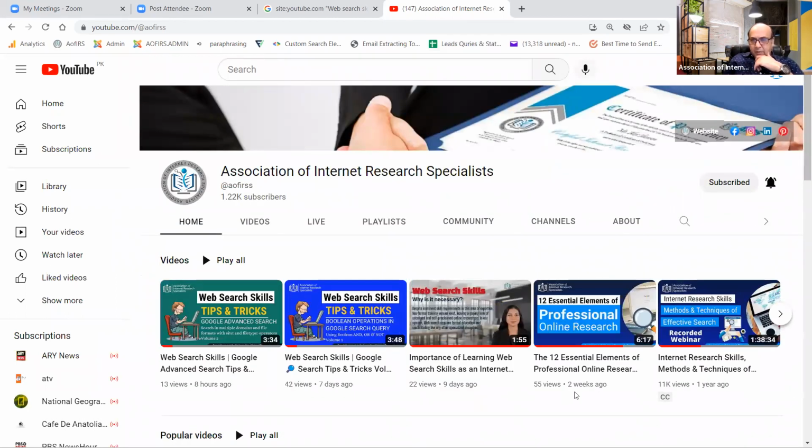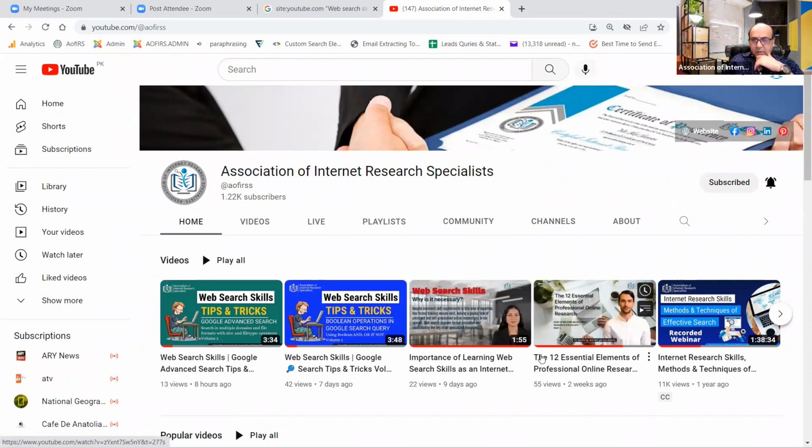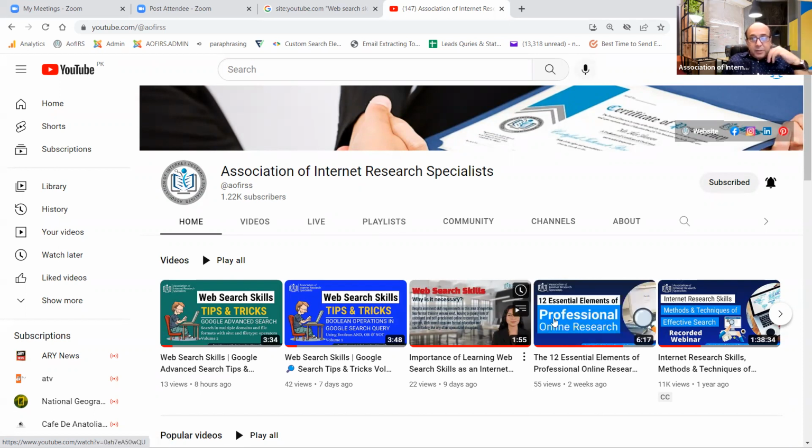However, I will point to the one I'm looking at right now. I don't want to write them, but you can see where I'm pointing: The 12 essential elements of professional online research. It will give you a perspective of how you would be proceeding with covering the course in CIRS, as well as an overview of what it takes to become a professional research specialist, especially doing it as a full-time profession. So this is a good slide for that.